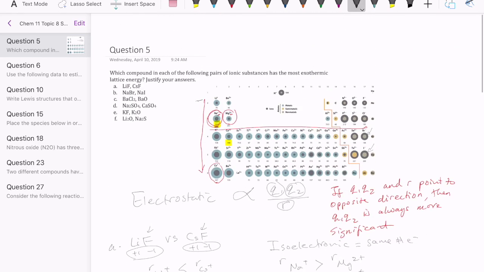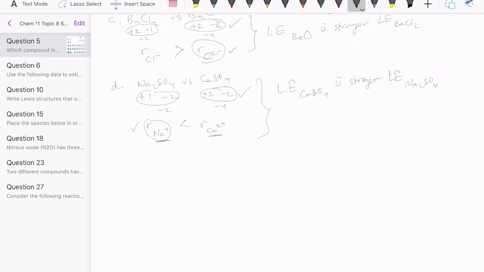All right, let's take a look at 5, which is KF and K2O. So we have a +1, -1 with KF, and then +1 and -2. So here, this is going to be a stronger one, right? And then K is the same in both compounds, so we're just going to compare just the radius of fluoride versus the radius of oxide.